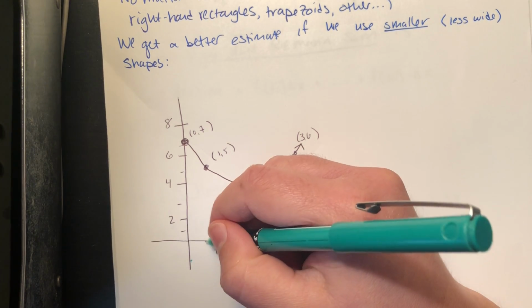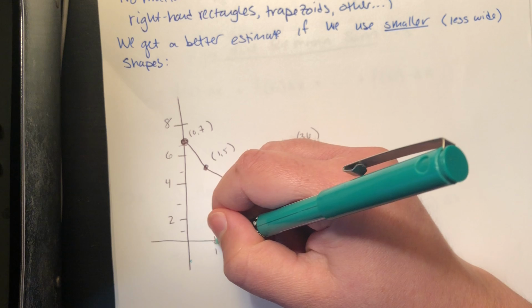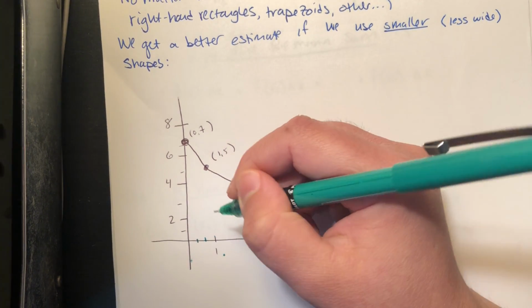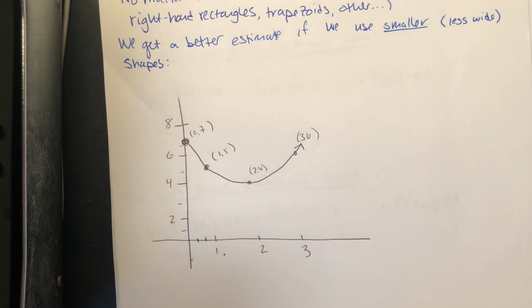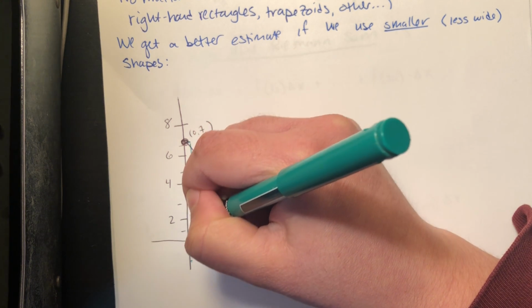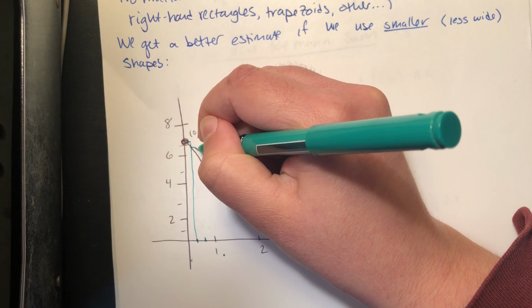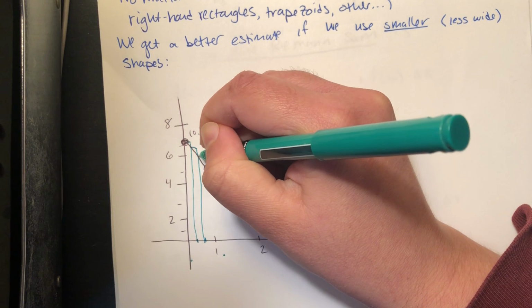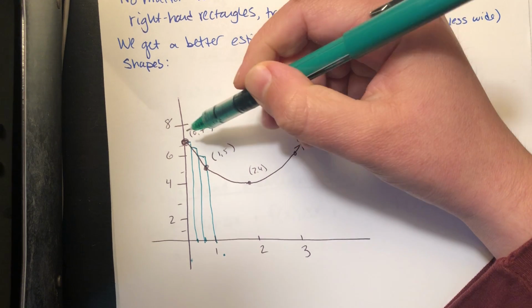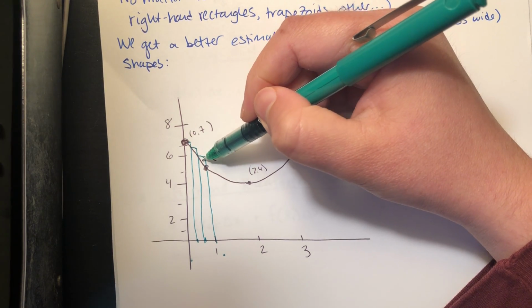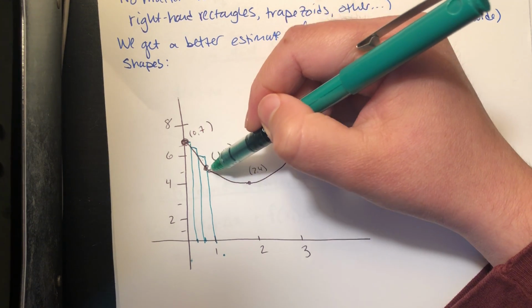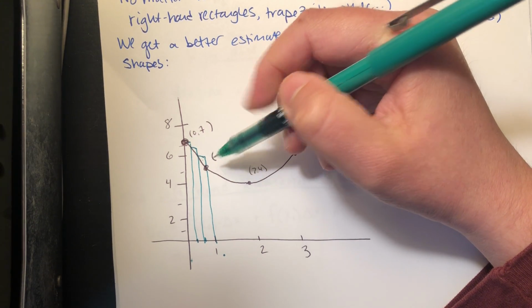For example, instead of just looking at a rectangle that has a base of 1, what if I broke this down into 3 pieces on its own and did 3 separate rectangles here? Using the left endpoints, here's the area of my first one, here's the area of my second one, here's the area of my third one. I'm definitely still getting an overestimate here because of these 3 little pieces, but it's not as much of an overestimate as if I had just done one big rectangle here.